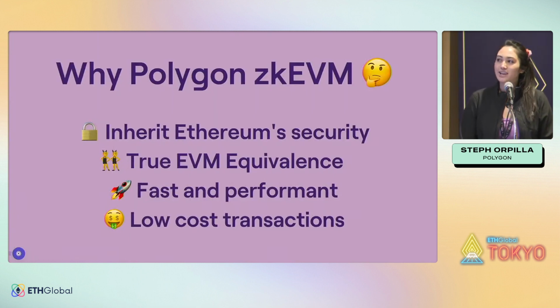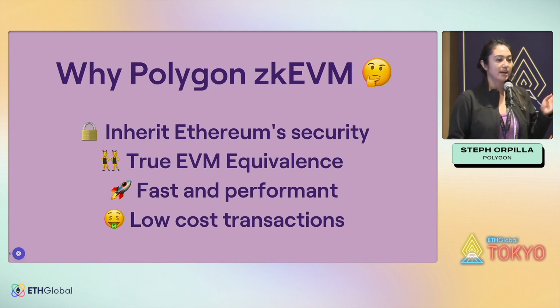So why Polygon zkEVM? First of all, it's great to inherit Ethereum's battle-tested security. That proof is being posted on Ethereum, and Ethereum has been running successfully for years and years. We trust it. We love it for DeFi. That's awesome. Second reason is achieving true EVM equivalence. When we have that, the things that function on Ethereum also function on zkEVM, so you don't have to change functions or anything. The code works the same way. Third reason is it's fast and performant. And the fourth reason is lower cost transactions than if you were operating just on Ethereum.